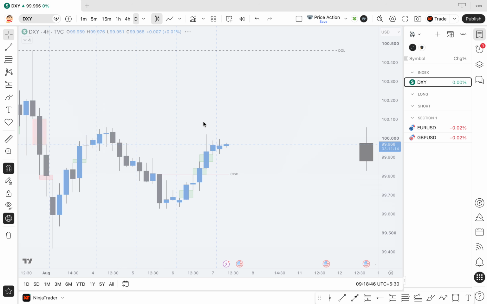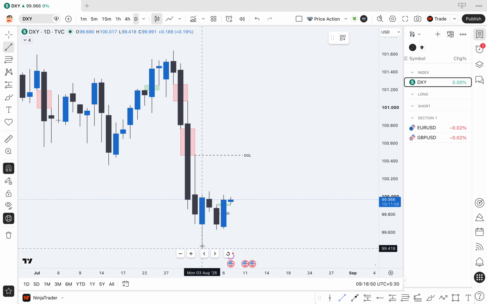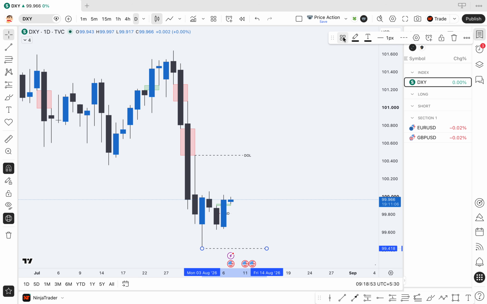So on daily, where is our drawn liquidity? We have a drawn liquidity on this point, and we have a drawn liquidity on this point. So price wants to go either here or it wants to come down here.